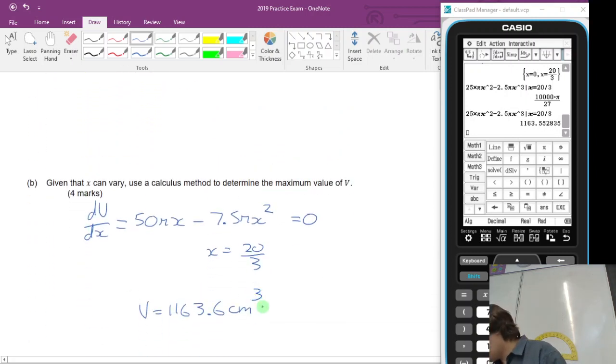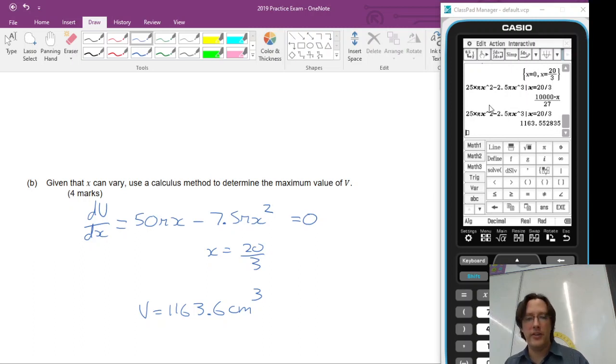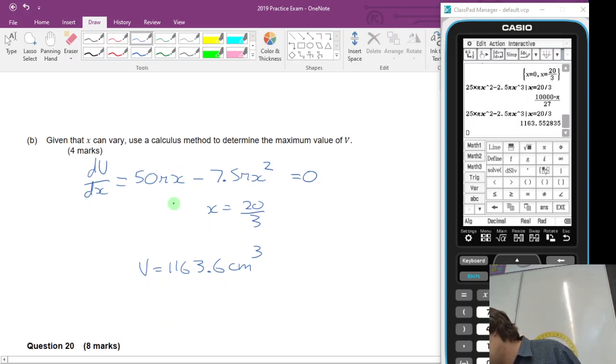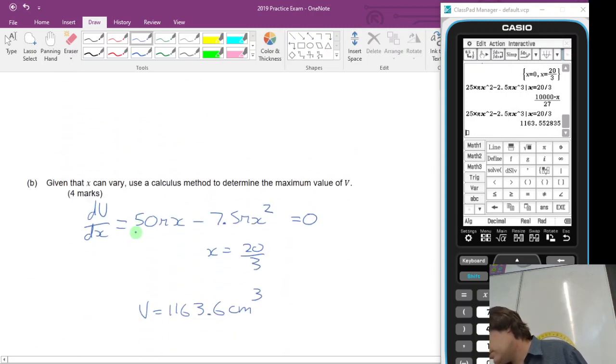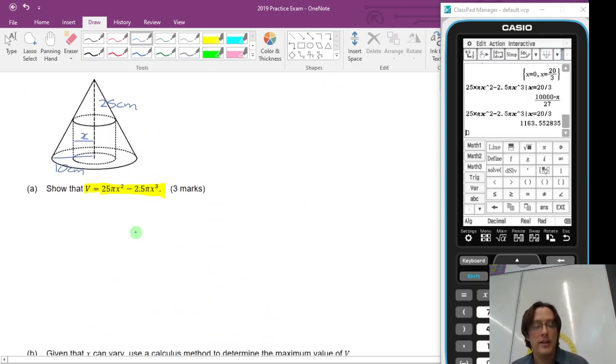Let's just double check I got that right. It's very easy to get these ones wrong. Yep, that's good. They rounded it to the nearest whole number, but it doesn't tell you where to round it. So that's what we get. So the maximum value of V is that. Okay. So let's go back up to this one. Now we're showing that the volume is equal to that. So we don't have to do this. This is an extremely difficult question, I believe.